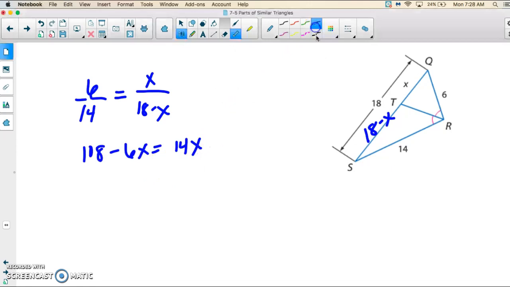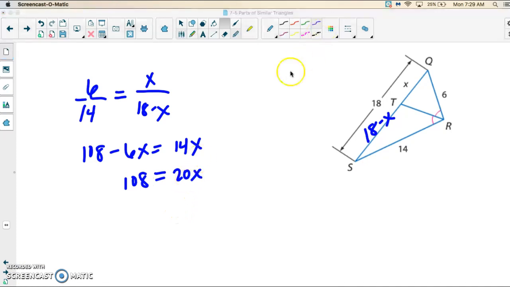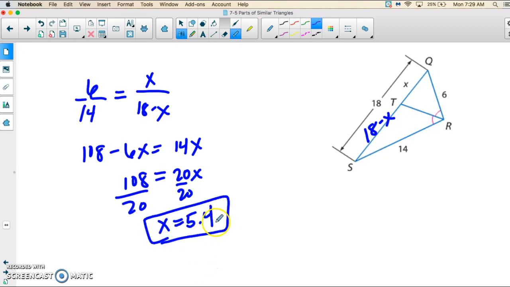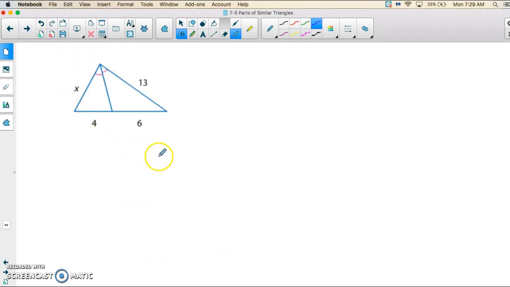So you should go ahead and add the 6 over, so that's going to be 20x equals 108. And then we divide by 20, and so x equals 5.4. Awesome. Okay, next one.